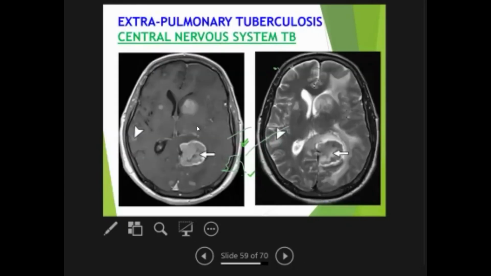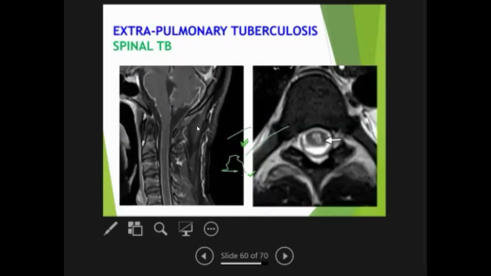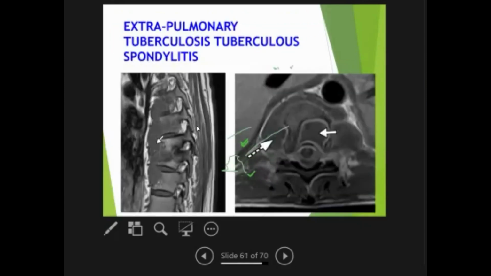Then even this tuberculoma can grow into very large lesions. You can see multiple varying size lesions with a very large lesion here. Sometimes they may present as a mass lesion. Then in the spine, you can see the enhancing meninges, and sometimes they might give a transverse myelitis-like picture. And the important one is tuberculous spondylodiscitis.